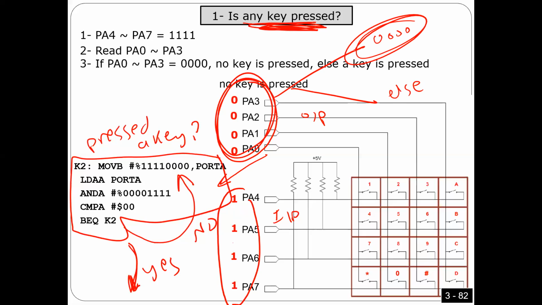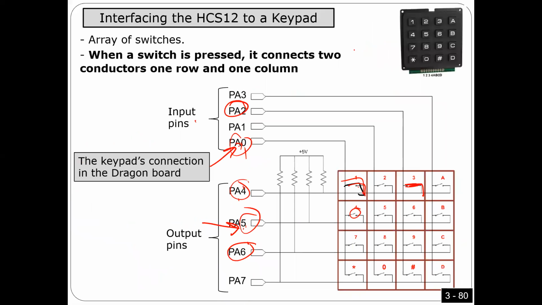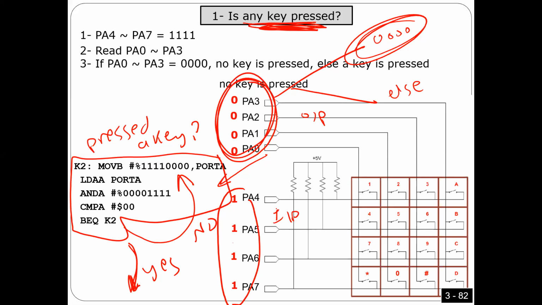Right? Makes sense. I thought the ones on top were the inputs and the ones on the side were the outputs. No, let me check. I'm sorry, I got confused. Thanks for the correction. This is output because we write. And this is input because we read these ones. Okay, thanks. I'm sorry for the mistake.